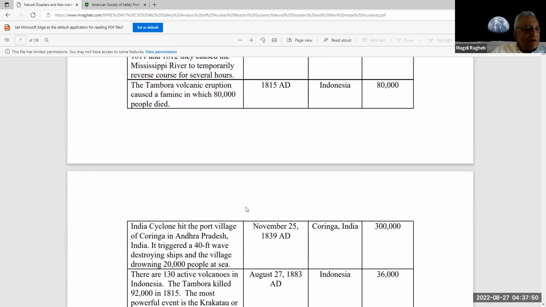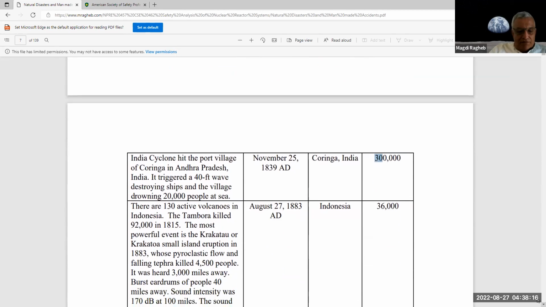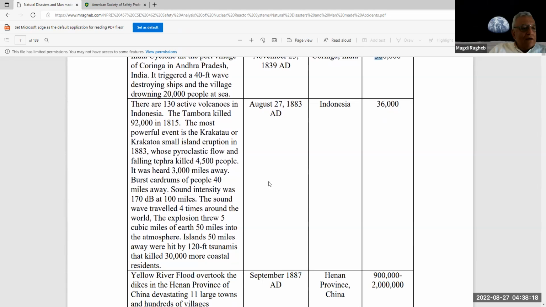In the area of Indonesia today and India, a volcanic eruption called the Tambora in 1815 AD caused the death of 80,000 people. A cyclone happened in India, in Andhra Pradesh. It triggered a 40-foot wave destroying ships and a village, drowning 20,000 people. And in that case, totally 300,000 people died there.